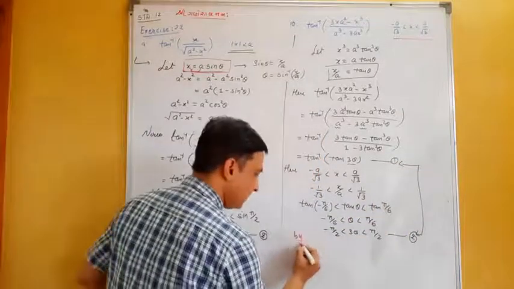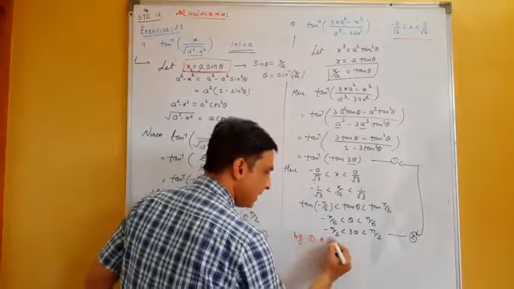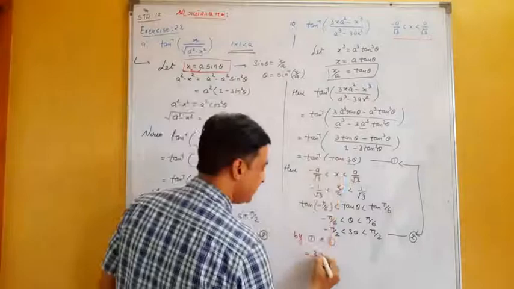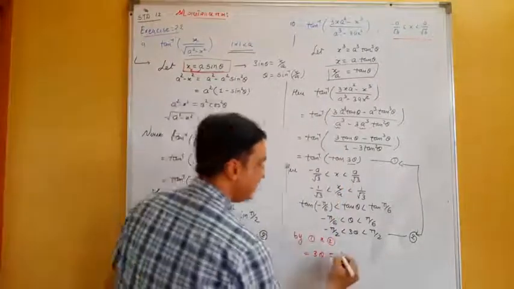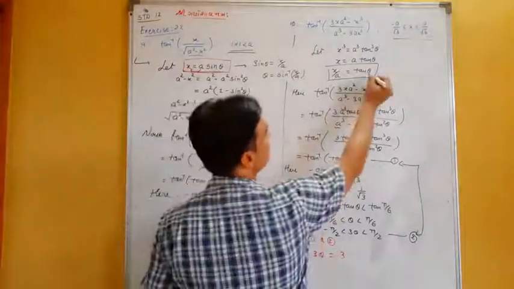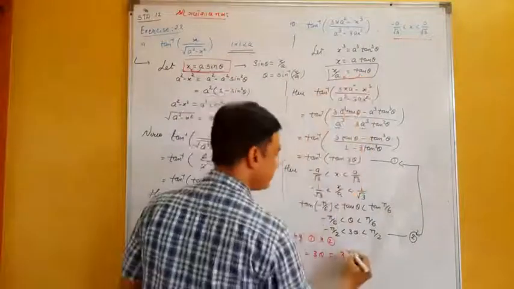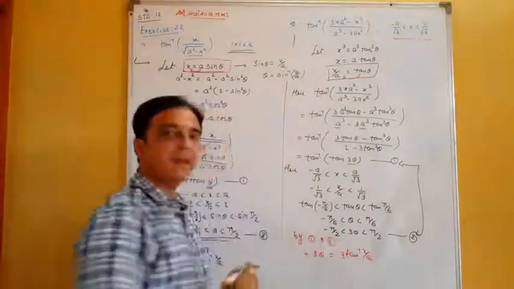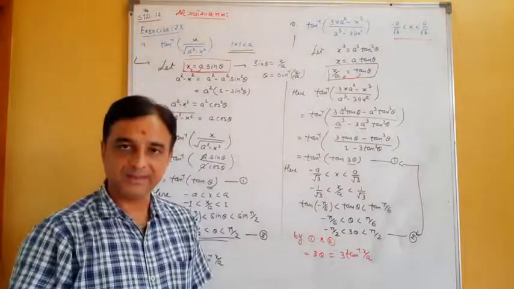So by 1 and 2, what will we get? Tan inverse cancel, the answer will be 3 theta, and 3 theta is tan inverse x by a. Got it?